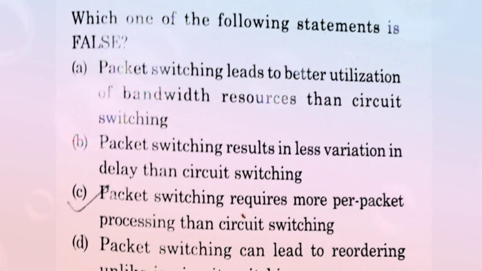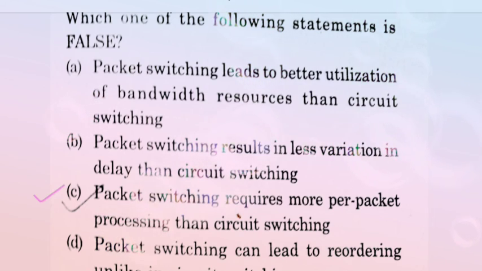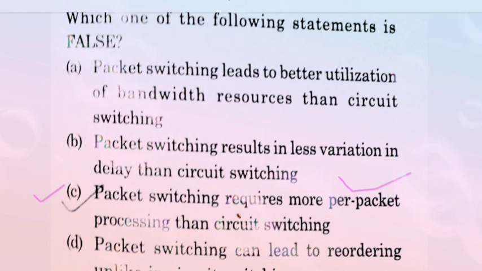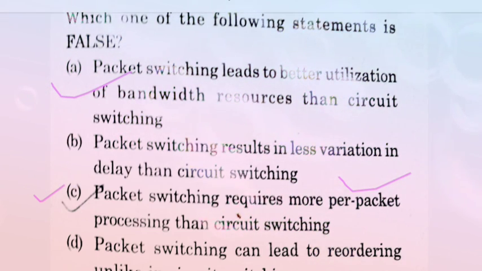Which of the following statements is false? So here there are four statements, A, B, C and D, and the false statement for the given question is option C. So option C is the incorrect or false statement, because it says packet switching requires more per packet processing than circuit switching. We know that packet switching leads to better utilization of bandwidth resources than circuit switching.